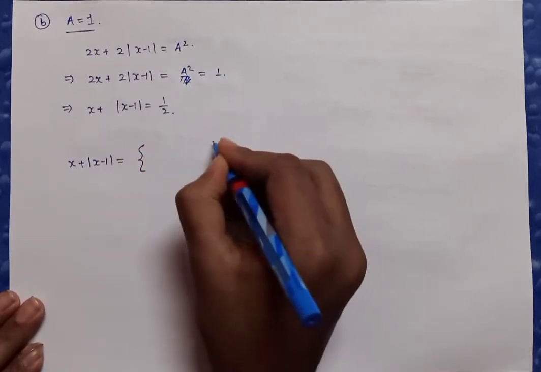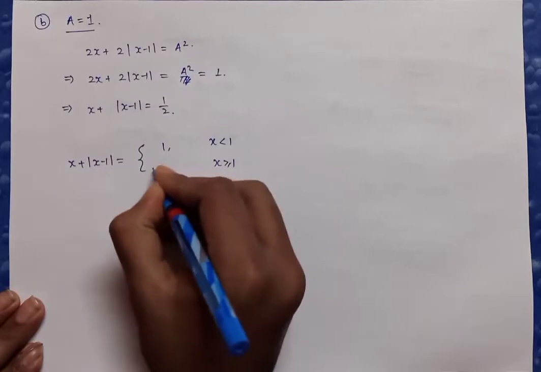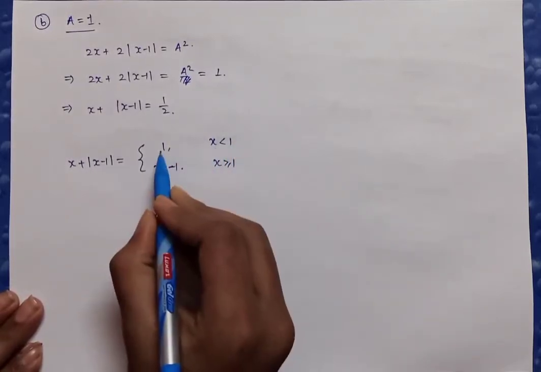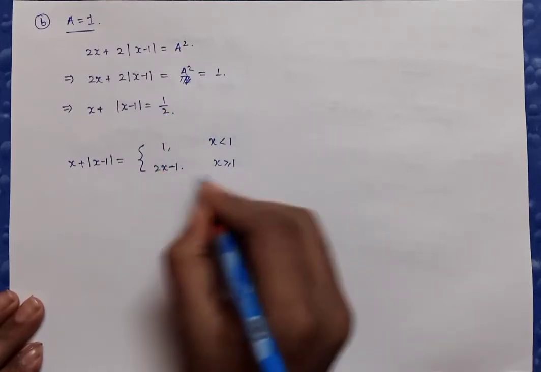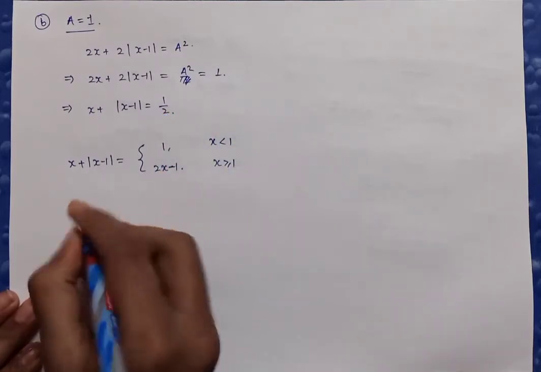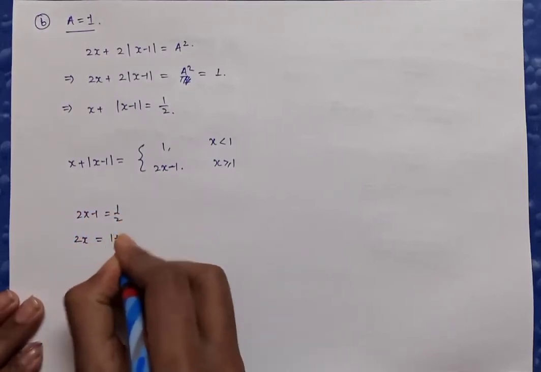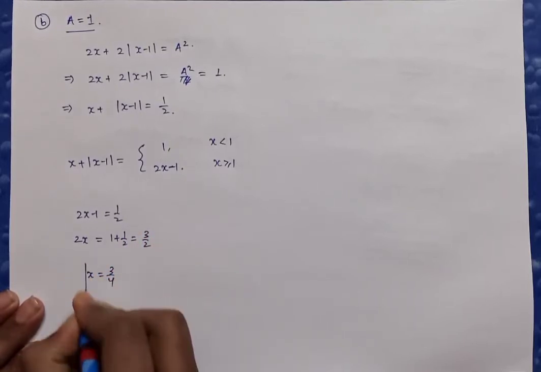When we split this, we will get x less than 1 and x greater than or equal to 1, and we will get 2x minus 1. Obviously for x less than 1, the value is 1, so we want to achieve half anywhere. And for x greater than or equal to 1, let's check whether we are getting it or not. 2x minus 1 equals half, 2x equals 1 plus half, that is nothing but 3 by 2, so x is 3 by 4.